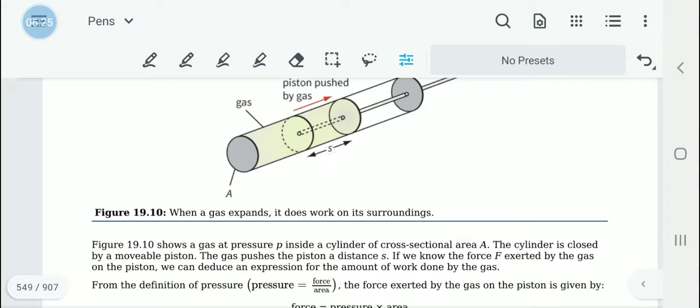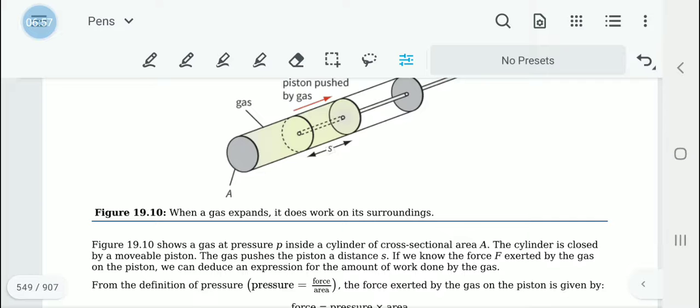So this figure shows a gas at pressure P inside the cylinder of cross-sectional area A. The cylinder is closed by a movable piston. Then the gas pushes the piston a distance of S. So this distance, it is being pushed. If we know the force F exerted by the gas, then we can deduce an expression for the amount of work done by the gas, right?